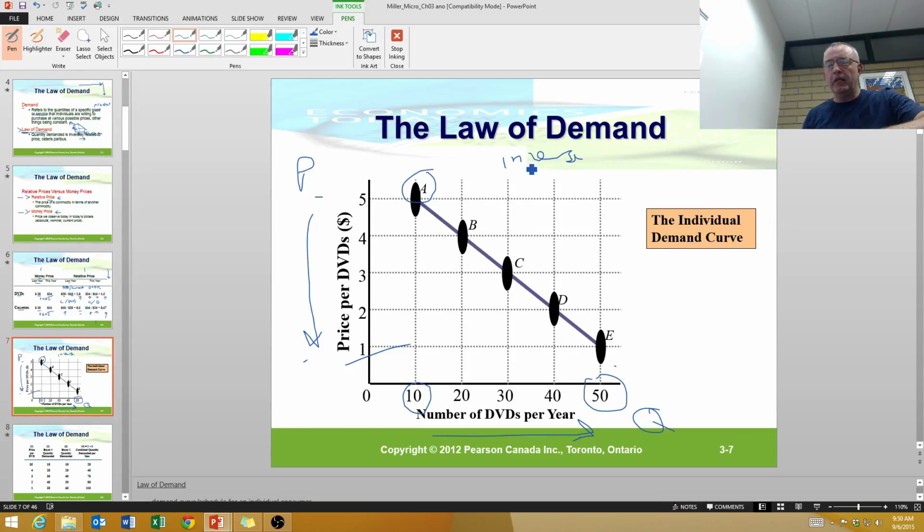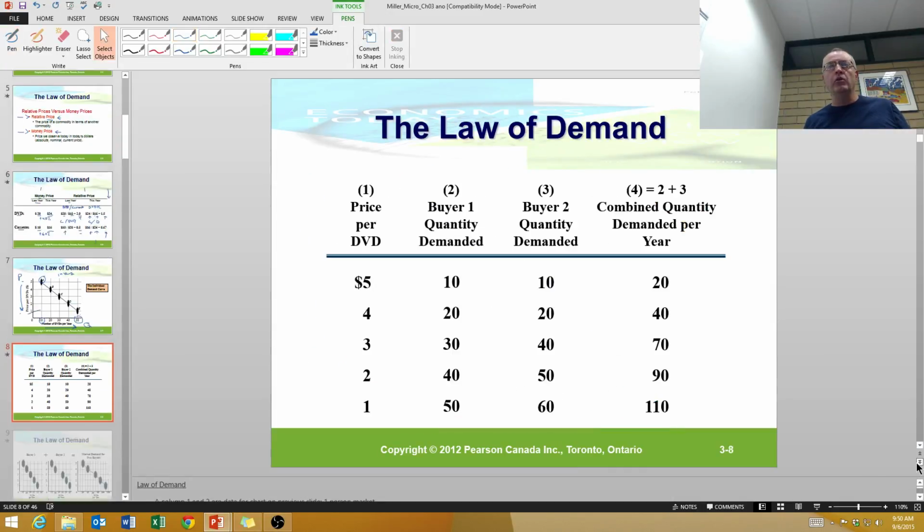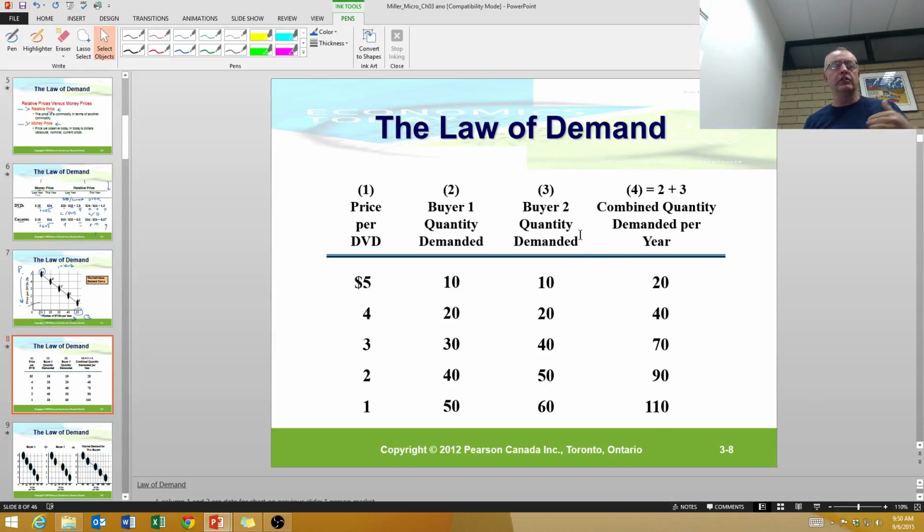Okay, so this is the demand curve for an individual buyer in the market, so an individual consumer. And the demand curve for the industry as a whole is simply the horizontal sum of the demand curves for all the buyers in the market. So here's our price data here: 5, 4, 3, 2, 1. Here's buyer number 1, here's buyer number 2. Here's the demand curve for DVDs by buyer number 1, and here's the demand curve for DVDs by buyer number 2. They're different people, so they demand different quantities at the different prices.